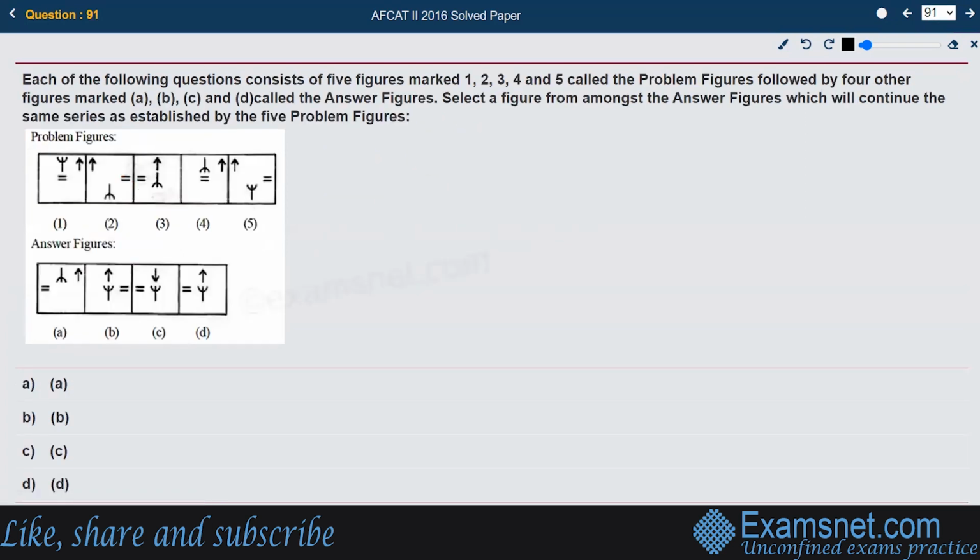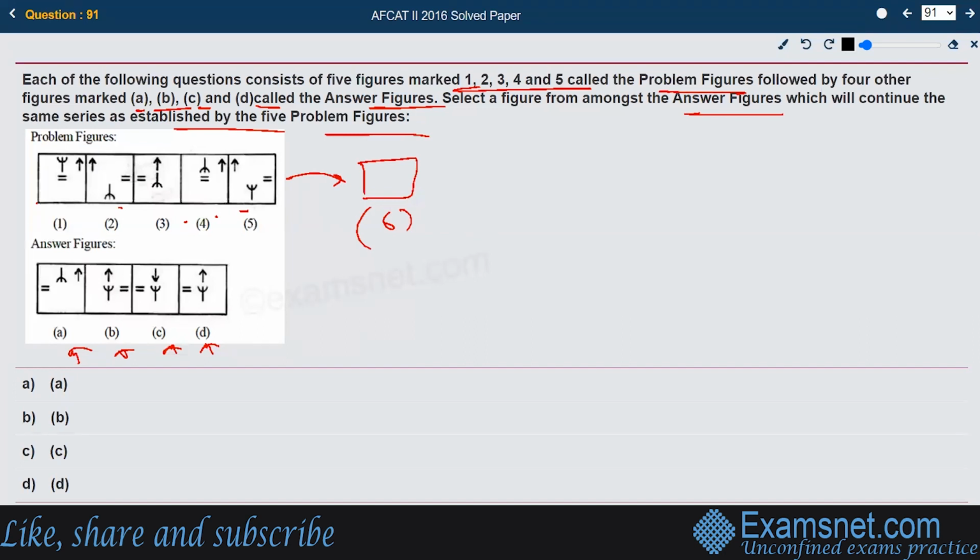Next, what we are supposed to do: each of the following questions consists of figures 1, 2, 3, 4, 5, called the problem figures, followed by 4 other figures A, B, C, and D, called the answer figures. Select a figure from amongst the answer figures which will continue the same series established by the 5 problem figures. They have established a pattern, and following the same pattern, what should be coming as the sixth one? The sixth one should be out of A, B, C, and D. Any one can be the sixth one, so we have to choose the right one.